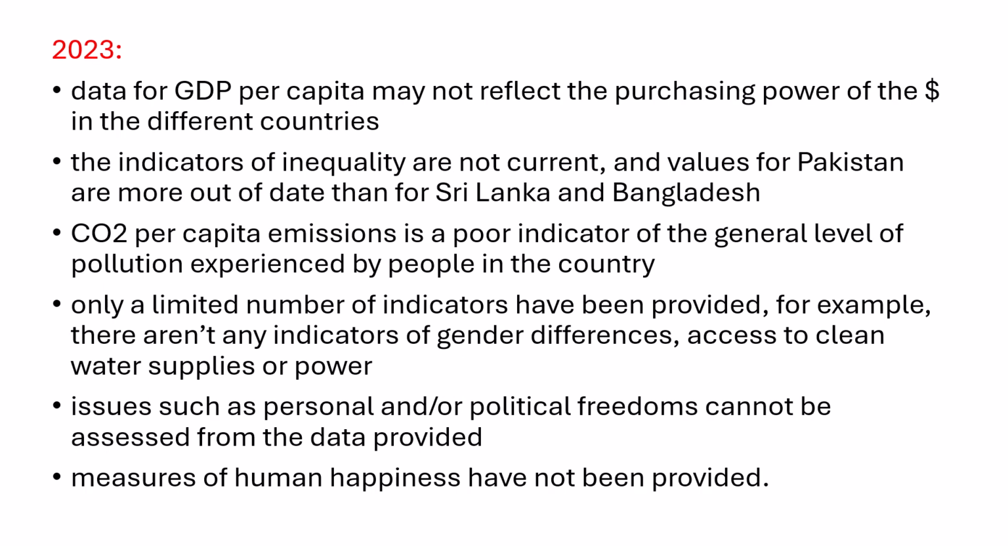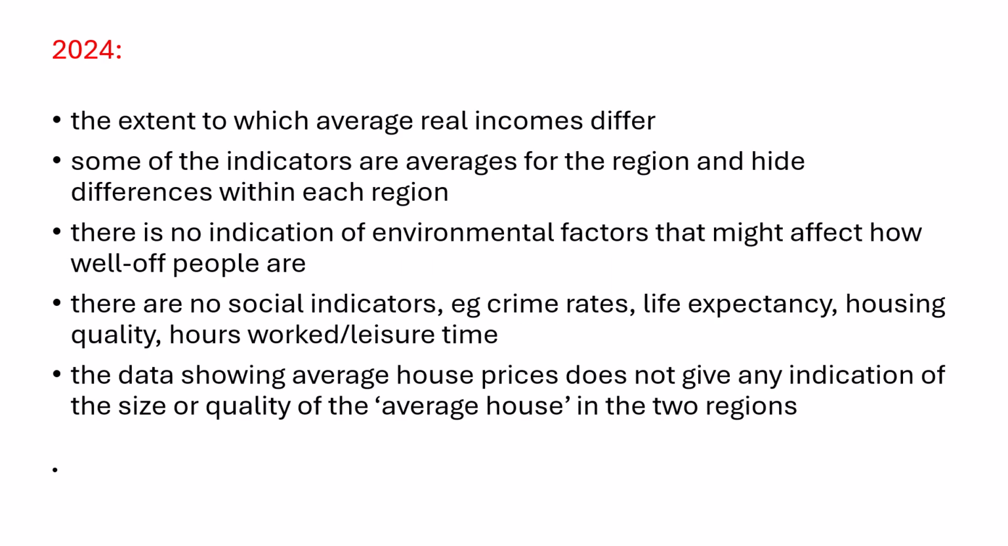2023. So as it says here, the indicators of inequality are not current and values of Pakistan are more out of date than for Sri Lanka and Bangladesh. It also says here, measures of human happiness have not been provided. And finally, 2024, last year's paper. So again, as you can see, there's no indication of environmental factors that might affect how well off people are. So that relates to that third observation. And again, as we can see here with the second observation, the data shows average house price, but does not give any indication of the size or quality of the average house in the 2 regions.